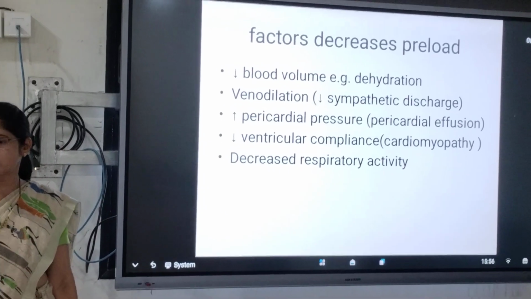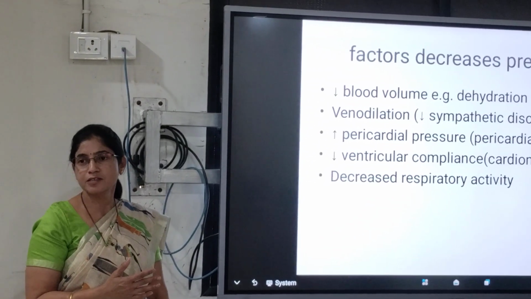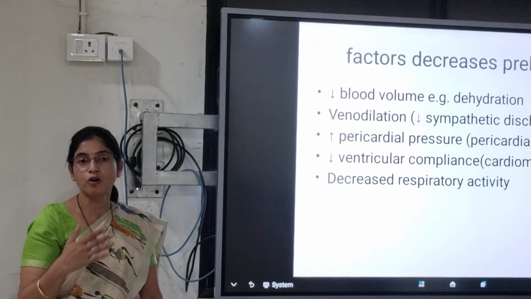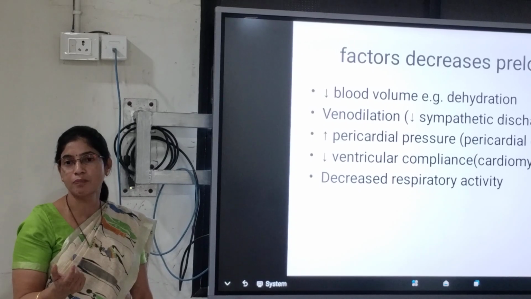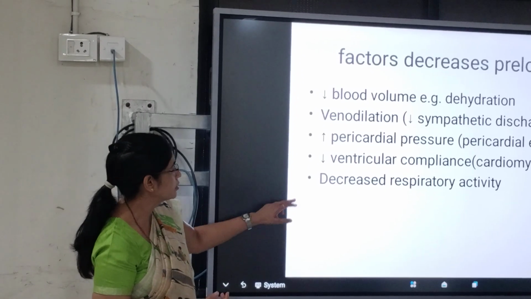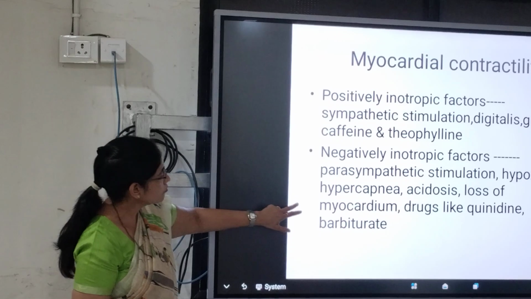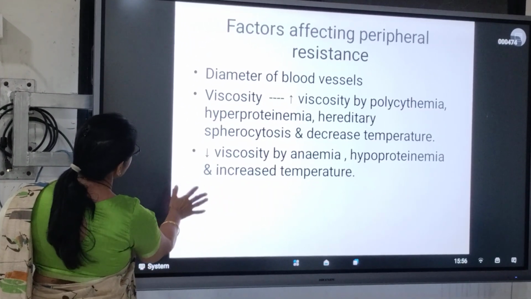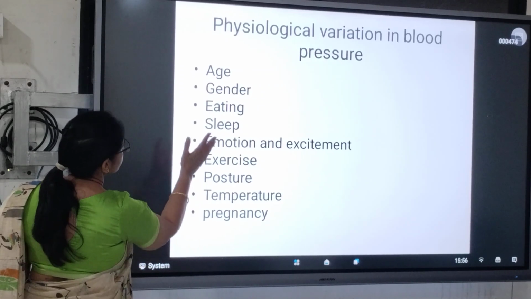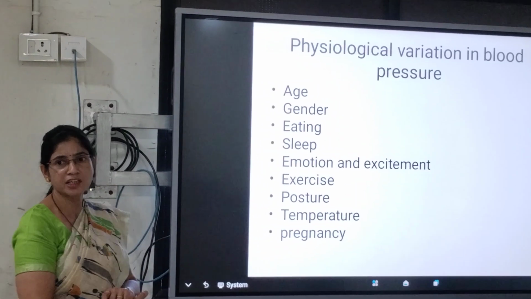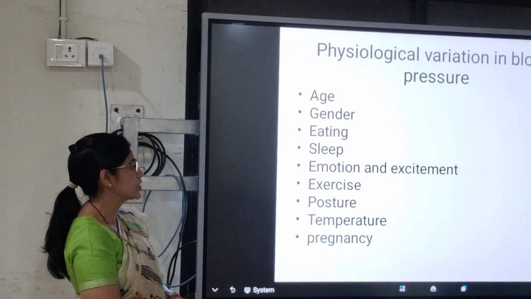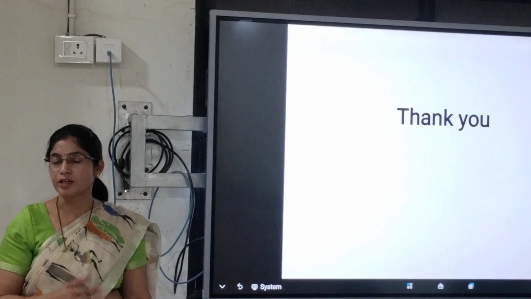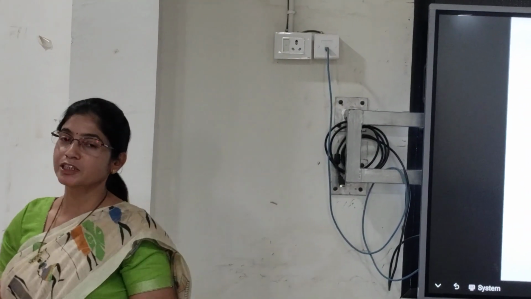Certain conditions like dehydration will decrease the BP, because more fluid loss is there. In severe vomiting, severe diarrhea, blood loss or fluid loss, there is a decrease in the blood pressure, and you have to manage the situation. Vessel diameter and viscosity also matter. These are the different variations in the blood pressure: age, gender, eating, sleep, exercise, posture, temperature, pregnancy. That is all about the blood pressure.